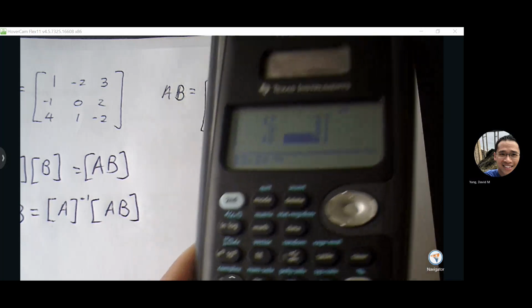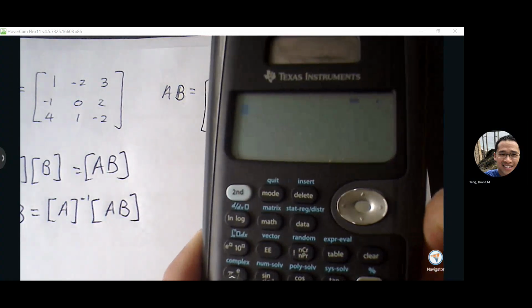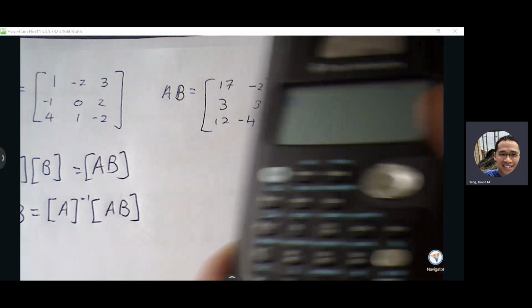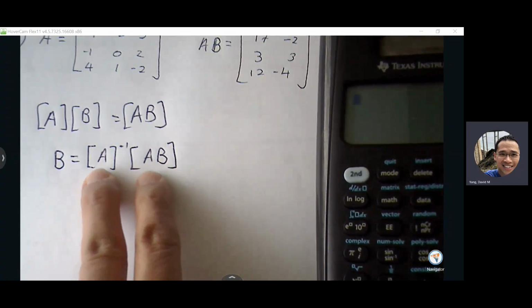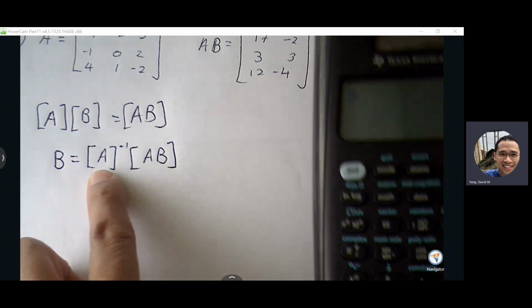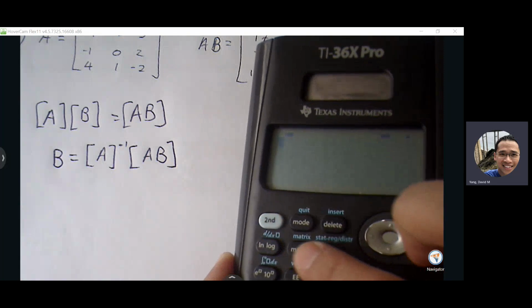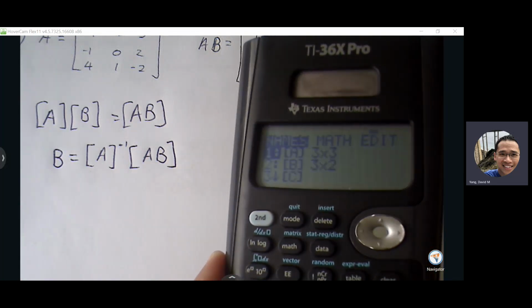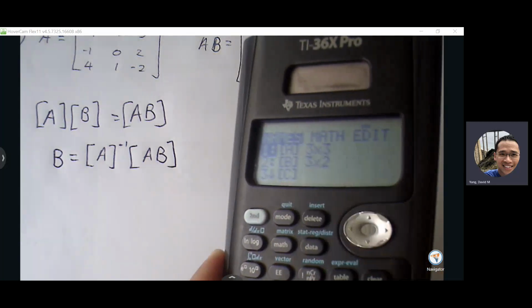Okay, so now go back to your home screen. Now we're going to make the calculator do this process here. So call matrix A. Go back to your matrix button, but now you're not going to edit it anymore. Now you're going to call it. Under names, I have matrix A, that 3 by 3 matrix. So hit enter.